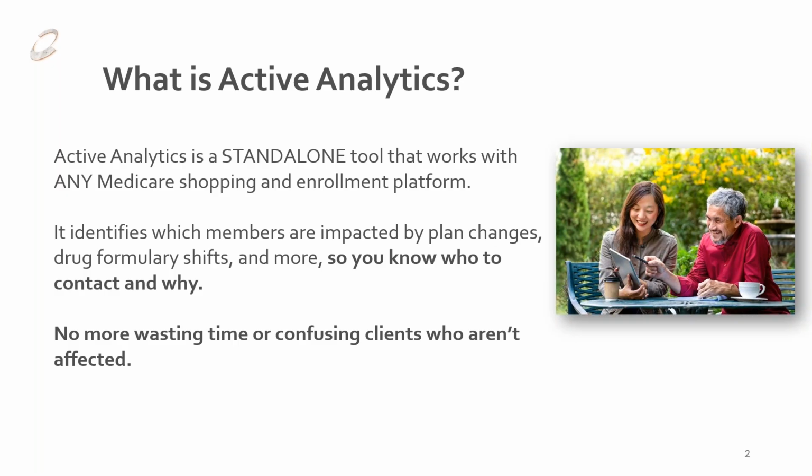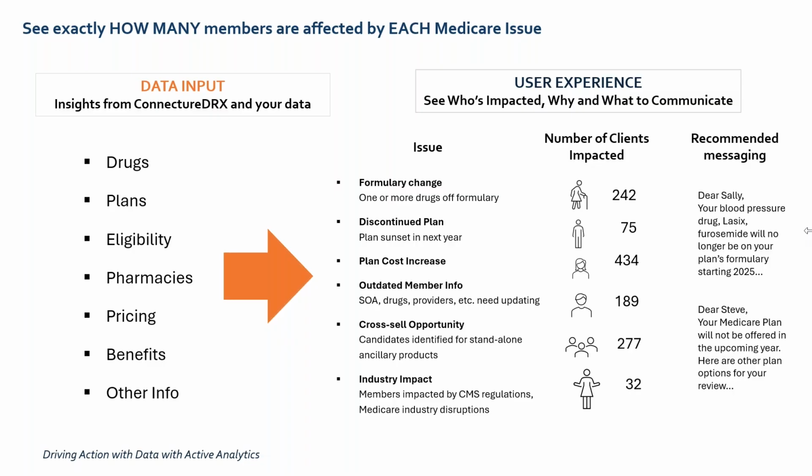Hey, that's awesome. So can you tell us though, how does Active Analytics actually drive action? Yeah, absolutely. So the first thing that users will see is a list of issues. And within Active Analytics, we call these issues audiences of members that are going to have an impact in a certain area of Medicare disruptions. So you can see examples here on screen, but everything from formulary changes to discontinued plans, cost increases, and the list goes on and on.